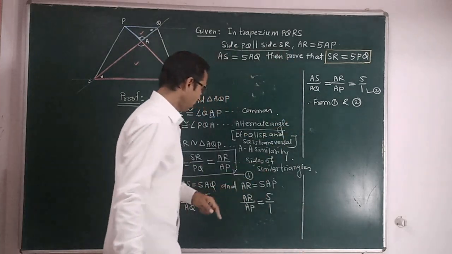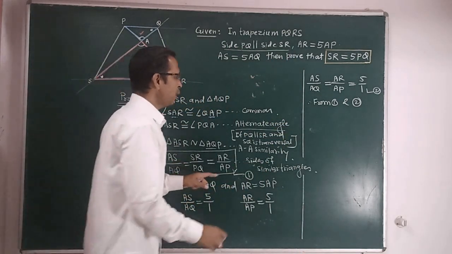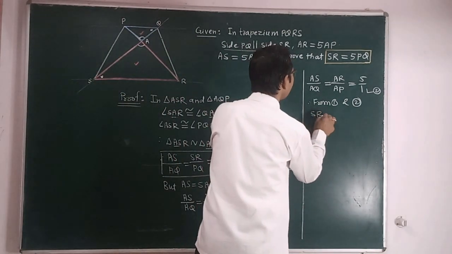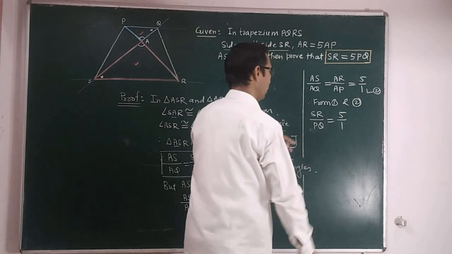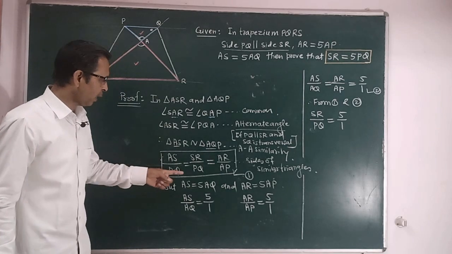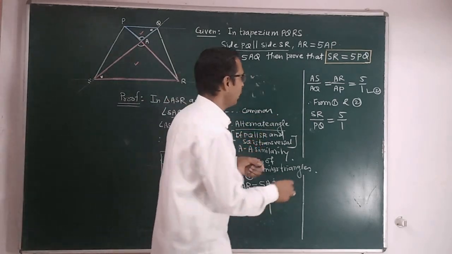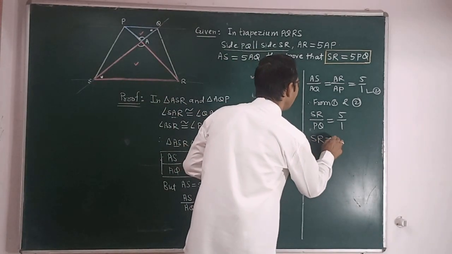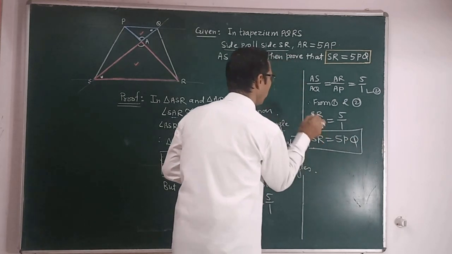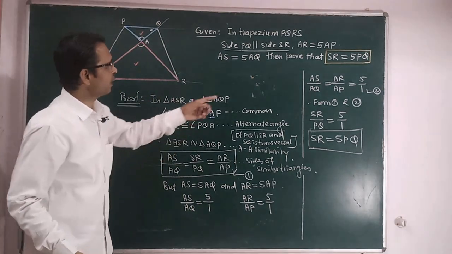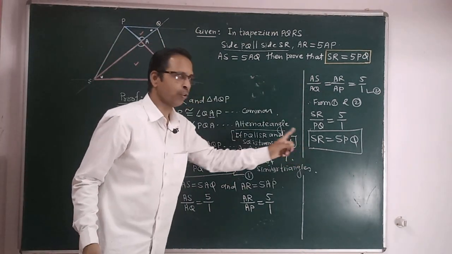Hence from statements 1 and 2, SR upon PQ is also equal to 5 upon 1, and when we cross multiply we get SR is equal to 5 PQ. Now this is our proof, that is SR is equal to 5 PQ.